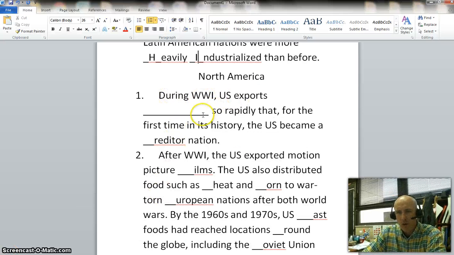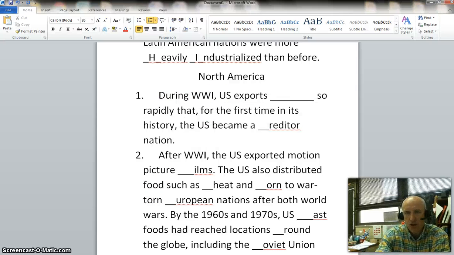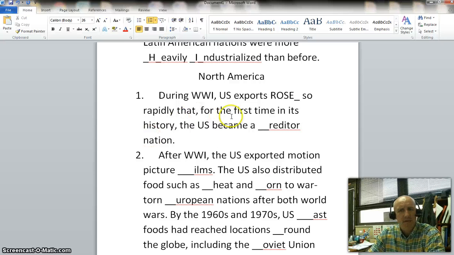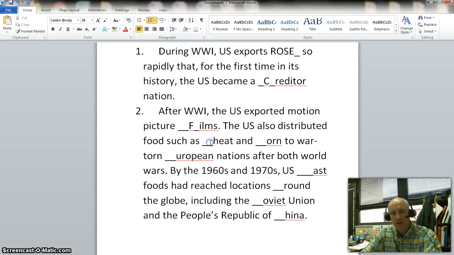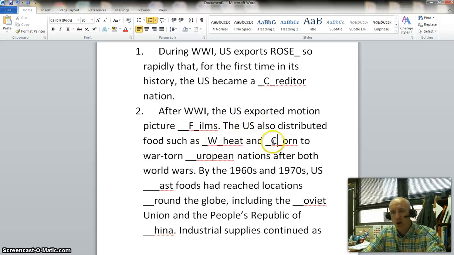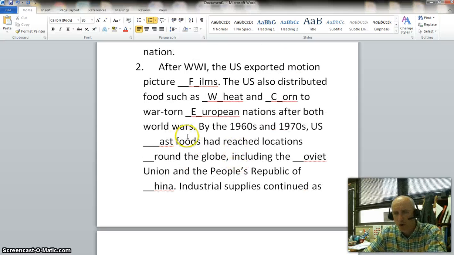During World War I, U.S. exports rose so rapidly that for the first time in its history, the U.S. became a creditor nation. After World War I, the U.S. exported motion picture films. The U.S. also distributed food such as wheat and corn to war-torn European nations after both world wars.